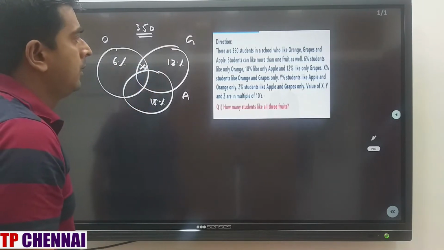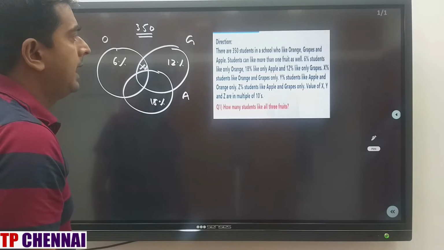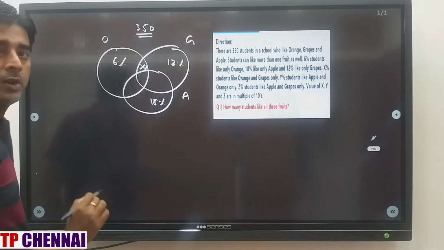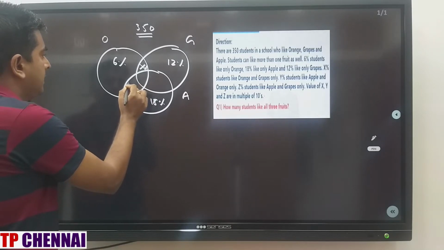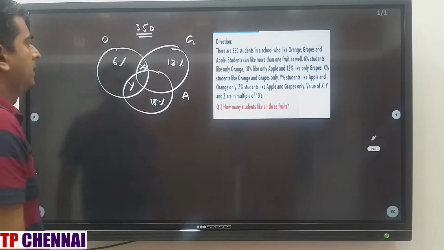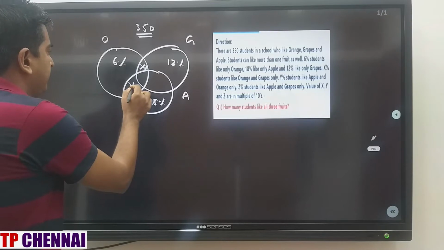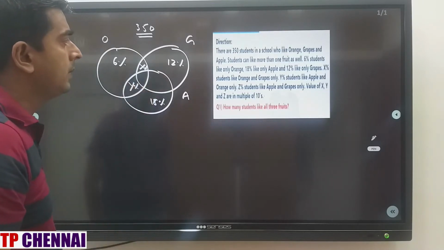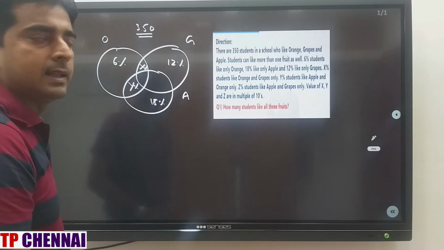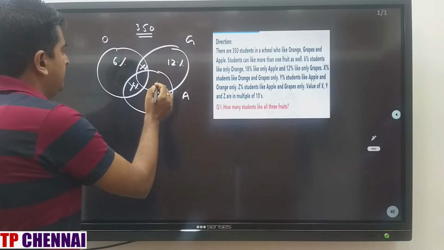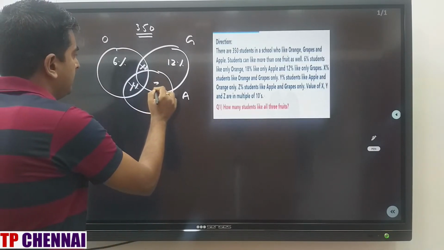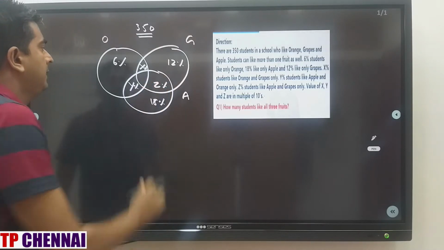Then Y% like apple and orange only. Apple and orange, that means grapes should not be there. That means this one. Then Z% like apple and grapes only. Apple and grapes, that means orange should not be there. That means this part is Z%. We need to calculate this part.